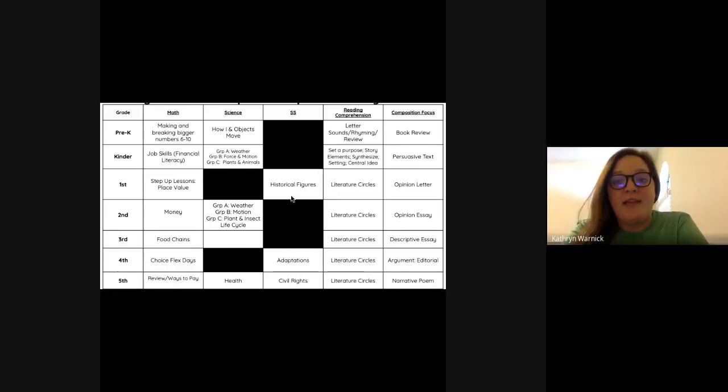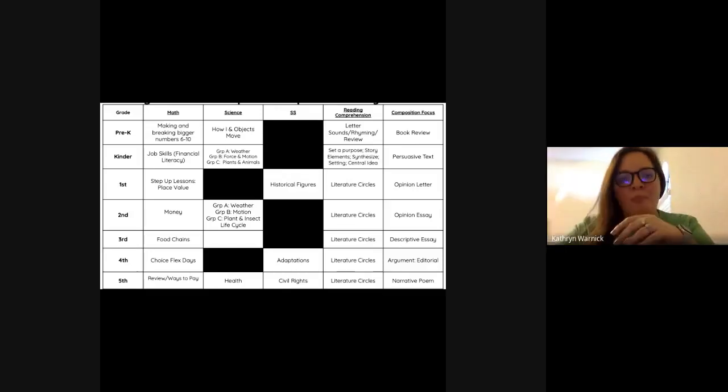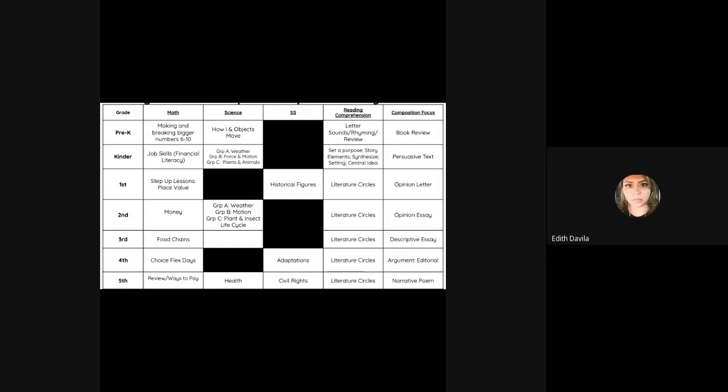Well, that can be perfect with the historical figures as well, giving them informational text about the different historical figures that are in the TEKS and having them write an opinion about why they think this person is the most important. I did something similar last week with historical figures. They read about Abraham Lincoln and Martin Luther King Jr. They did more of a comparison between the two, and they came up with the similarities, how both of them fought for the rights of people.